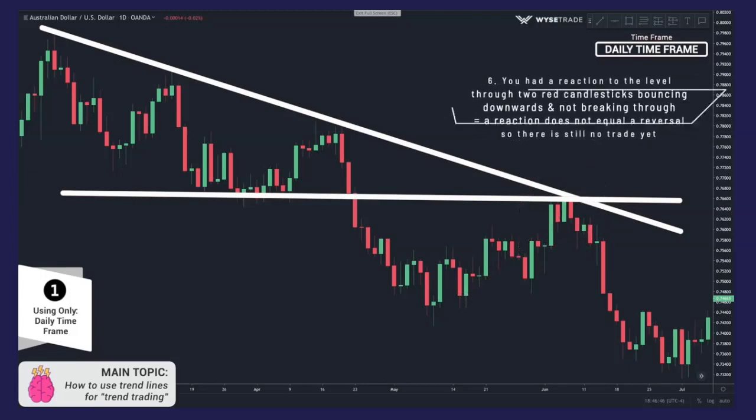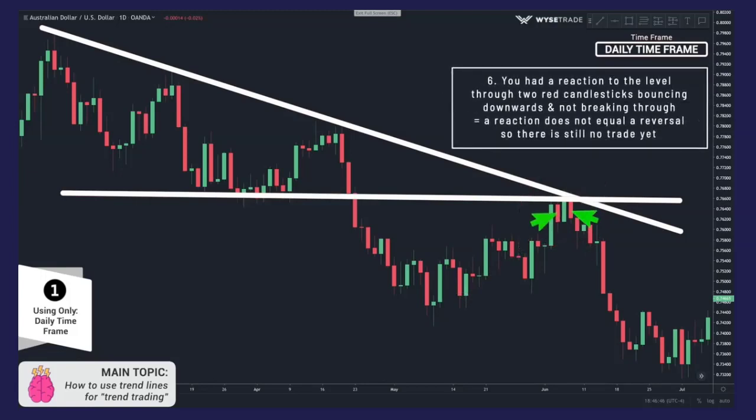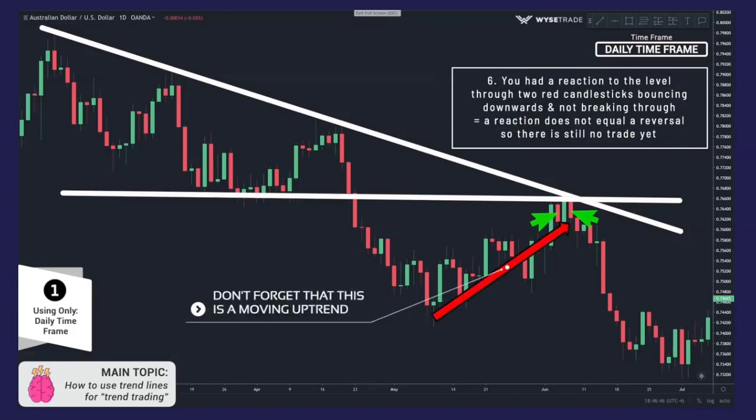So you then had a reaction to the level through these 2 red candlesticks not breaking through and bouncing downwards. Now, at this point, there is still no trade short because a reaction to an area does not equal a reversal. It could just bounce or stall at a key area and then still break right through. Do not forget that this is a moving uptrend.